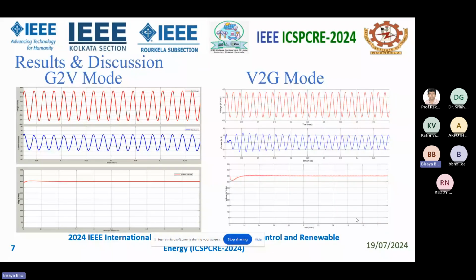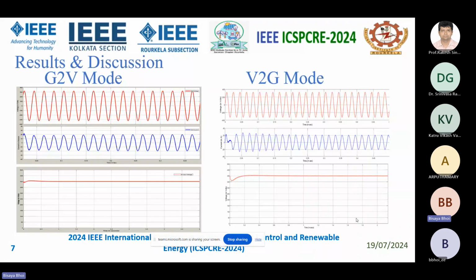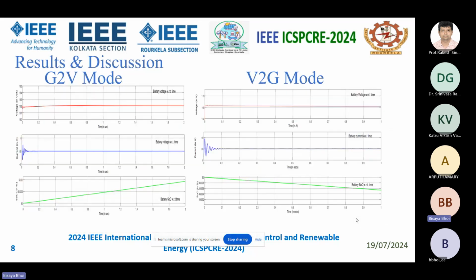These are my results. In G2V mode, the voltage is about 310 volts and the current is about 20 amperes. In vehicle-to-grid mode, the voltage is nearly 380 volts, and you can see a fluctuation in the current, which is about 21 amperes. These are the battery voltage, battery current, and state of charge of the battery. In G2V mode the SOC is increasing, and in V2G mode the battery SOC is decreasing.